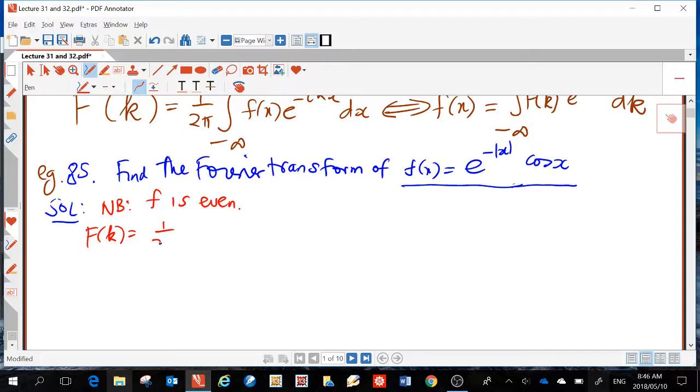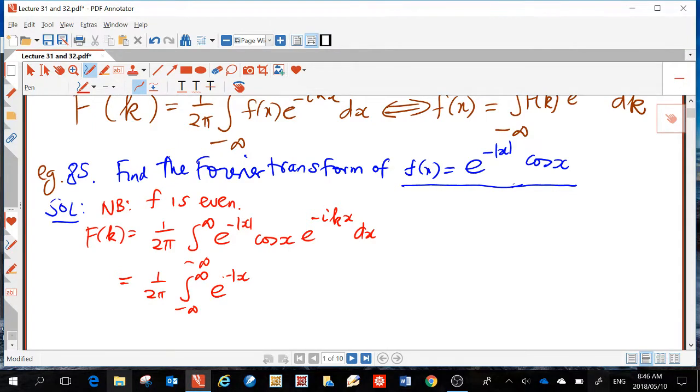F of k is 1 over 2 pi integral from minus infinity to plus infinity e to the minus absolute x cos x e to the minus ikx dx. Now you can write this, e to the minus absolute x, this part here, e to the minus ikx. Okay, let me write it in full: cos x times, this is actually cos kx minus i sine kx.